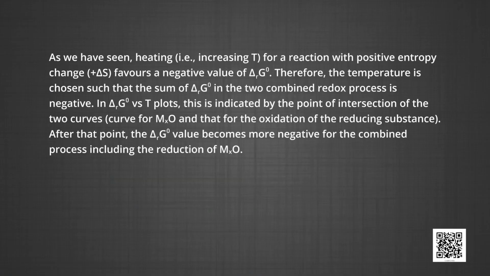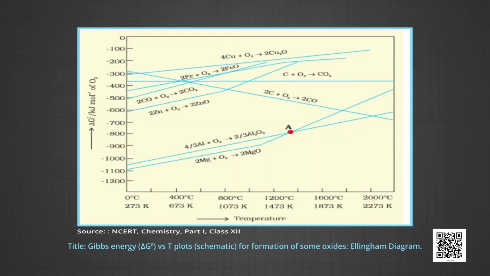As we have seen, heating, that is, increase of temperature for a reaction with positive entropy change, positive delta S, favors a negative value of delta G naught formation. Therefore, the temperature is chosen in such a manner that the sum of delta G naught formation in the two combined redox processes is negative. In delta G naught formation versus T plots, this is indicated by the point of intersection of the two curves. As you can see in the graph, the curve for the metal oxide and that for the oxidation of the reducing substance.